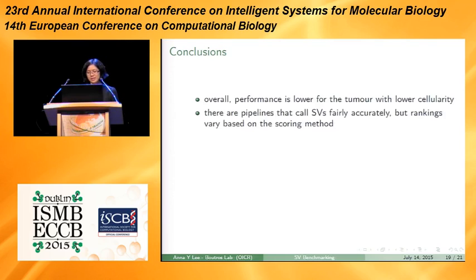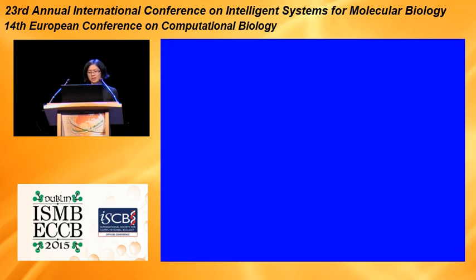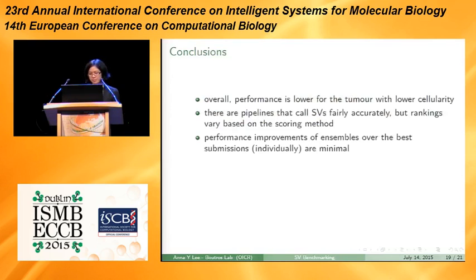Okay, so to summarize, the overall performance is lower for tumors with lower cellularity, and there are pipelines that call SVs fairly accurately. If you recall the heat maps, the distances are not that far between spiked-in mutation breakpoints and predicted breakpoints, but the rankings can vary based on the scoring method, as I showed, based on the flank amount threshold. And although it's possible to see performance improvements of ensembles over best submissions individually, they're really minimal, and it depends on how many you include in the ensemble.